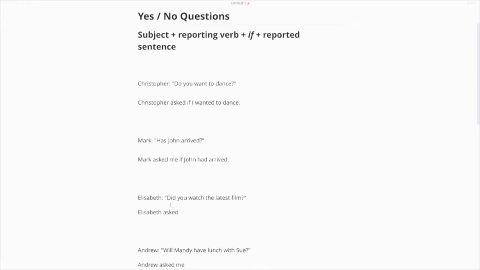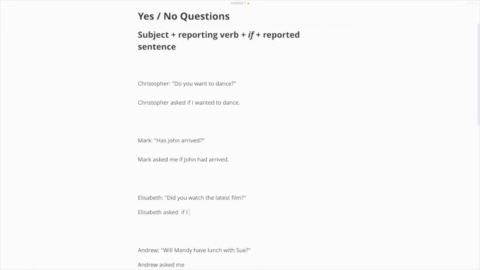Now, subject, reported verb, if. So the first thing we need to complete this is Elizabeth asked, and we need the word if because it's a yes or no question. Did you watch the latest film? Yes, I did watch it. No, I didn't. Elizabeth asked if, remember, we start affirmative word order, so we start with the subject. I am the subject of this sentence. Did you is me, so it's I. Elizabeth asked if I, and now past perfect.